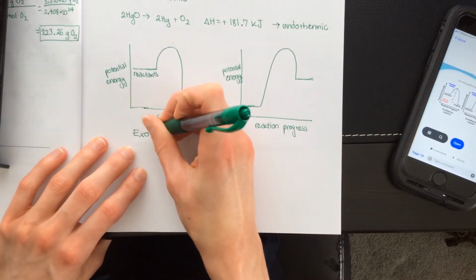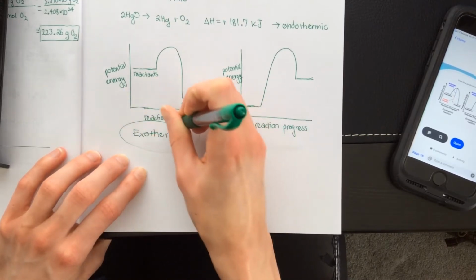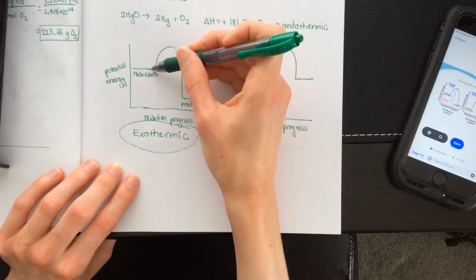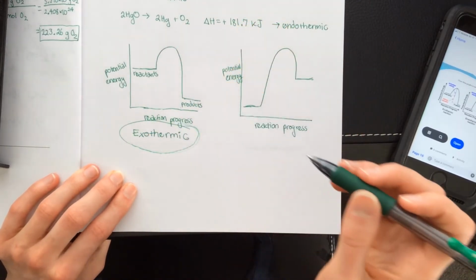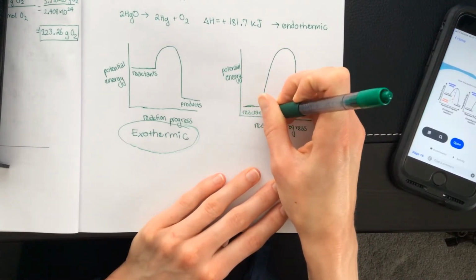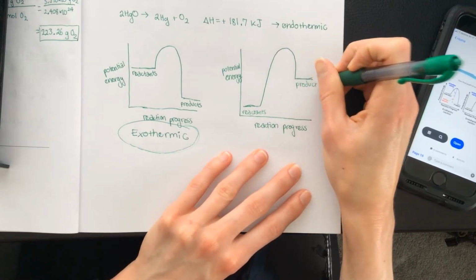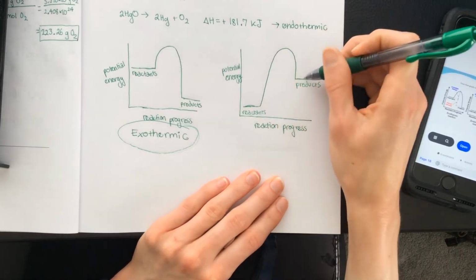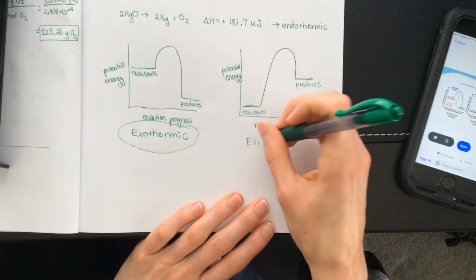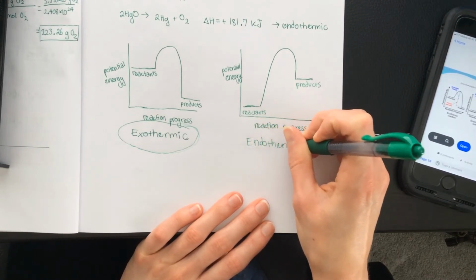That's the most important thing you need to be able to do is look at one of these graphs and label it as either exothermic or endothermic. So if the reactants are higher than the products, it's exothermic. Now on this side, you'll notice the reactants are lower in energy than the products. So we've gained energy. So that means this is endothermic because energy basically entered our system. Pen's running out of ink here. Endothermic.